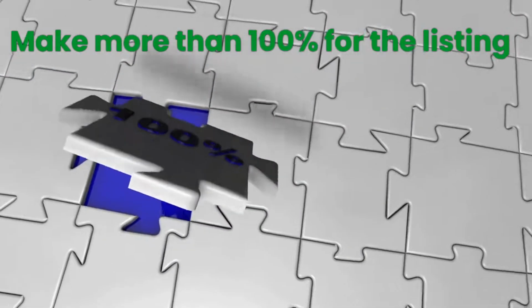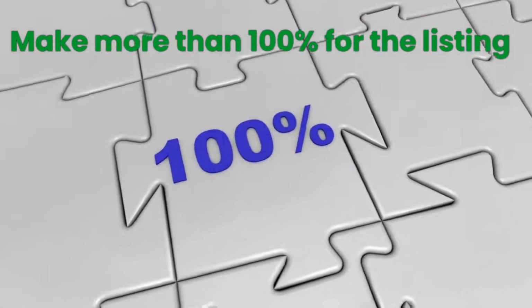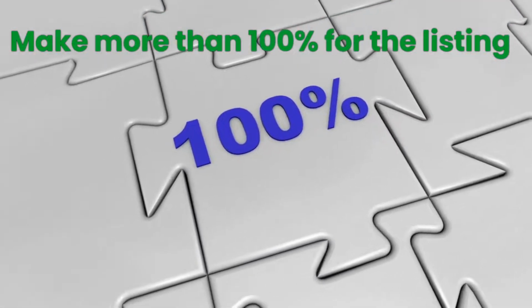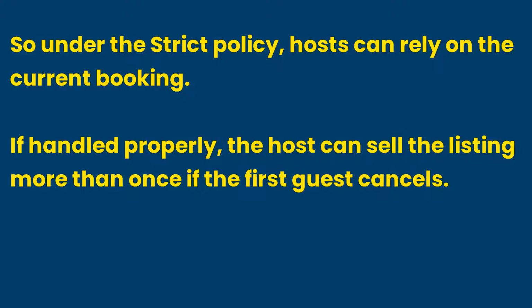The host earns extra money, and now can open the listing for new bookings. Therefore, the host can make more than 100% for the listing. Please contact us if you want to know how to do this properly. So, under the strict policy, hosts can rely on the current booking. If handled properly, the host can sell the listing more than once if the first guest cancels. This is one of the many reasons why the strict policy is generally more favorable for hosts.